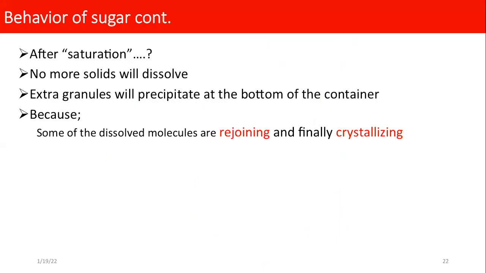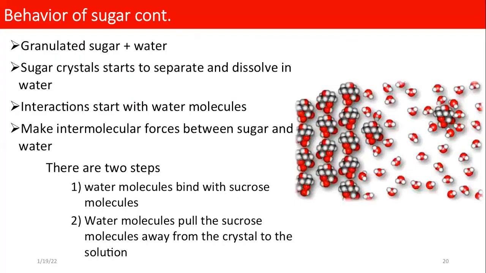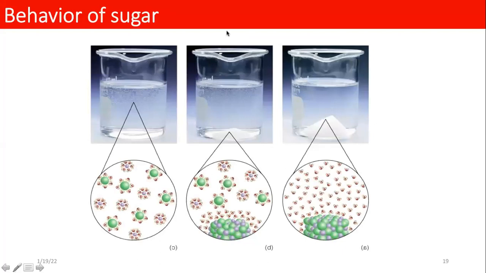Now we are mixing more sugar into the particular solution, then saturation will happen. It means no more solids will dissolve. Extra granules will precipitate at the bottom of the container because some of the dissolved molecules are rejoining and finally crystallize. Can you remember the picture? Now the sugar solution is saturated, then no more sugar will dissolve and it has started to form precipitates.